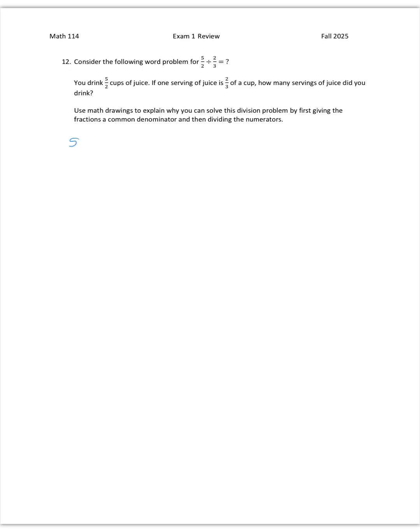So I'm going to take my 5/2 and multiply it by 3/3 to get 15/6. And then I'm going to take my 2/3 and multiply that by 2/2, and that will get my 4/6. So I'm changing this problem from 5/2 divided by 2/3 to 15/6 divided by 4/6, equals what? Now I'm going to draw a strip diagram where I have 15/6.